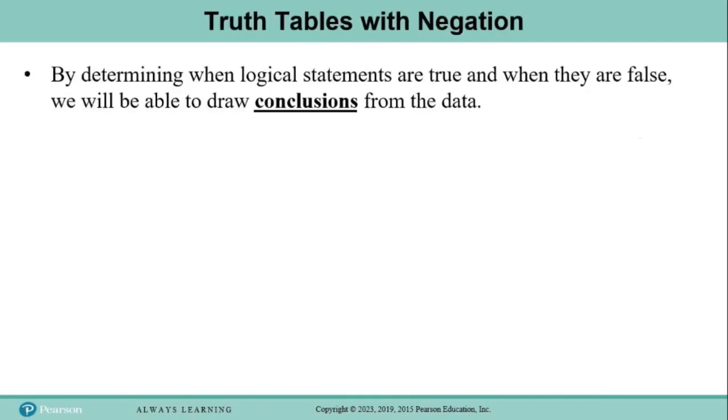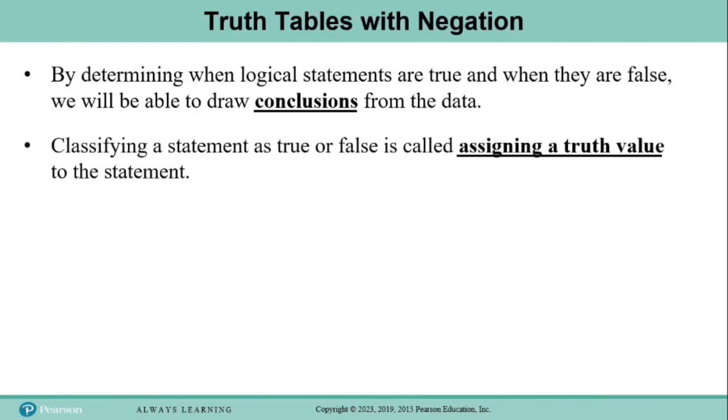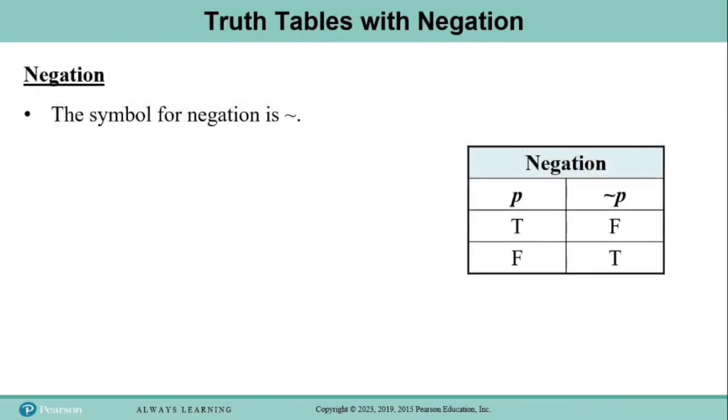So here we go. Have you ever had anybody make a really complicated statement to you and you had to stop and think for a minute if their statement as a whole was actually true or not? Like you had to evaluate the truth of each individual component of their statement. Well, that's sort of what we're looking at today. By determining when logical statements are true and when they're false, we will be able to draw conclusions from the data. And when we classify a statement as true or false, that's called assigning a truth value to the statement. So let's start off by looking at the truth table for the negation operation.